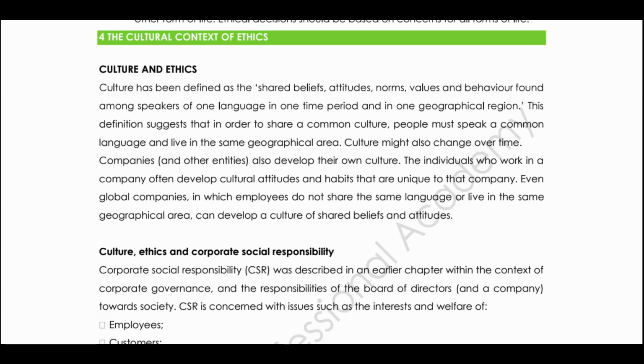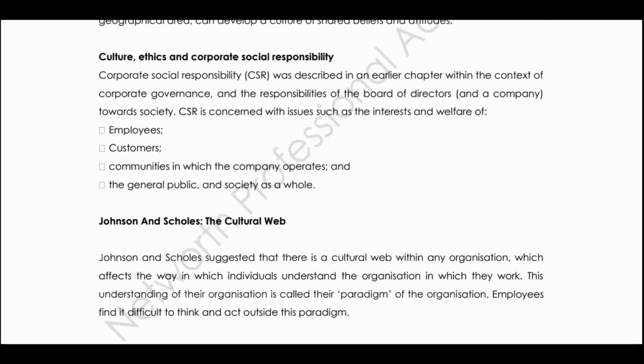So that's culture and ethics. But then when we consider culture, ethics, and CSR, please don't forget that when I say CSR, I mean corporate social responsibility. All right, now, the focus of CSR is the interest and welfare of first group of people: the employees, the customers, the community that the company operates in, and the general public.